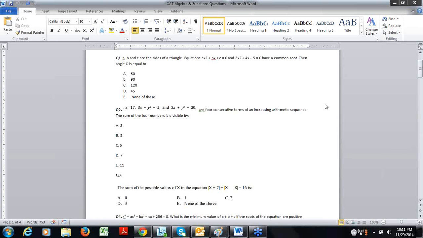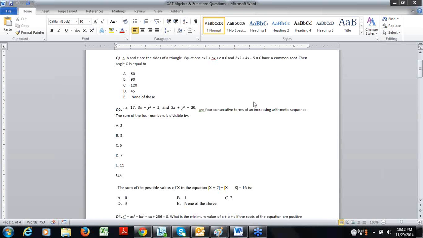Okay guys, time is up, so let me do the first three questions. A lot of people have got the first question right, and some are having problems with question number 2 and question number 3. So let us solve question number 1. A, B, C are the sides of a triangle. The equations ax square plus bx plus c and 3x square plus 4x plus 5 equal to 0 have a common root. Then the angle C is equal to what?